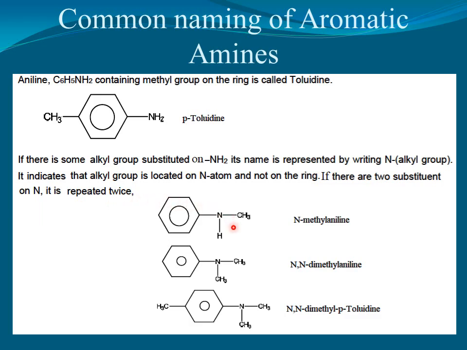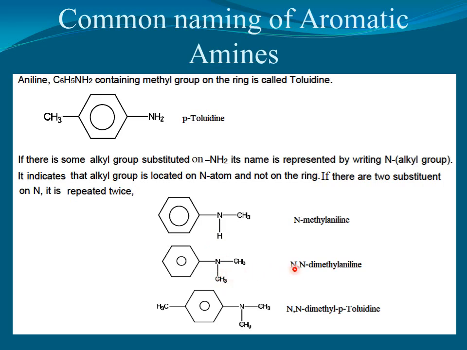Now students, you can see that the methyl group is attached to this nitrogen and not on the benzene ring. So you are going to mention a capital N with the name of the alkyl group. That is why the name is N-methylaniline. Now why is it called aniline? Because NH2 with a benzene ring is called aniline. If we have substituted one hydrogen atom with a methyl group, it is a derivative of aniline and the name is N-methylaniline. Similarly, in the other example, we have substituted the second hydrogen with a methyl group.